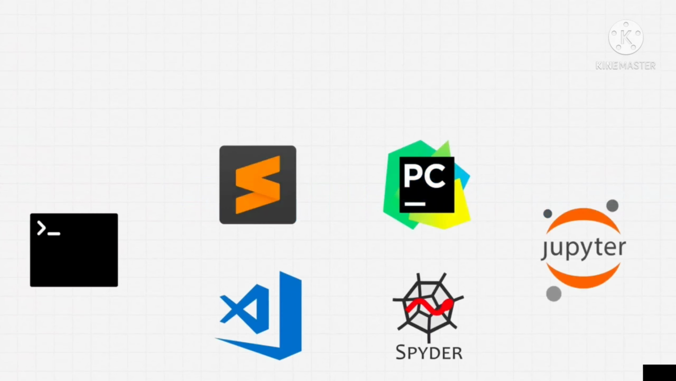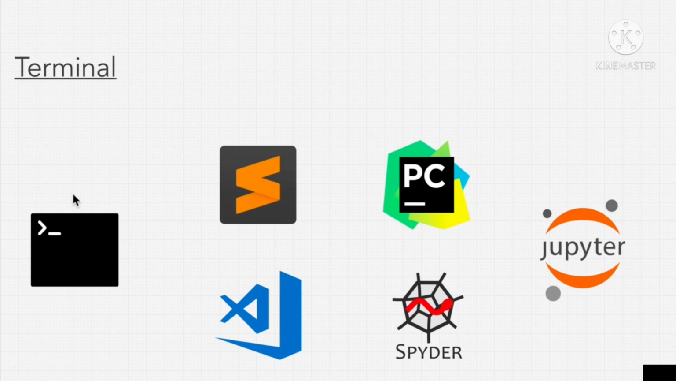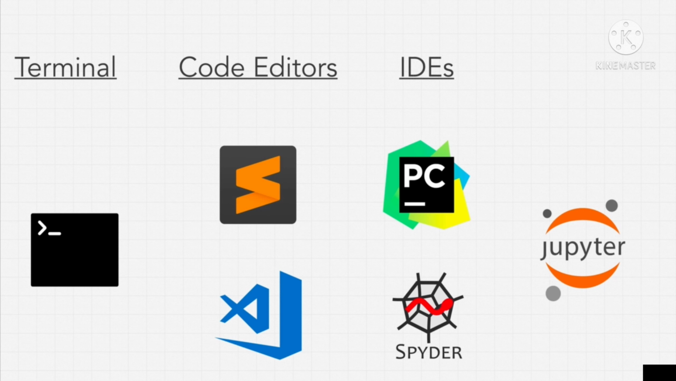We're going to learn how to have all of these set up. First, we're going to have our terminal or command line where we can run Python from right in what we call a REPL. And then we're also going to use code editors like Sublime Text and Visual Studio Code. We're also going to use IDEs, or integrated developer environments, like PyCharm and Spyder. And we're also going to use Jupyter notebooks.